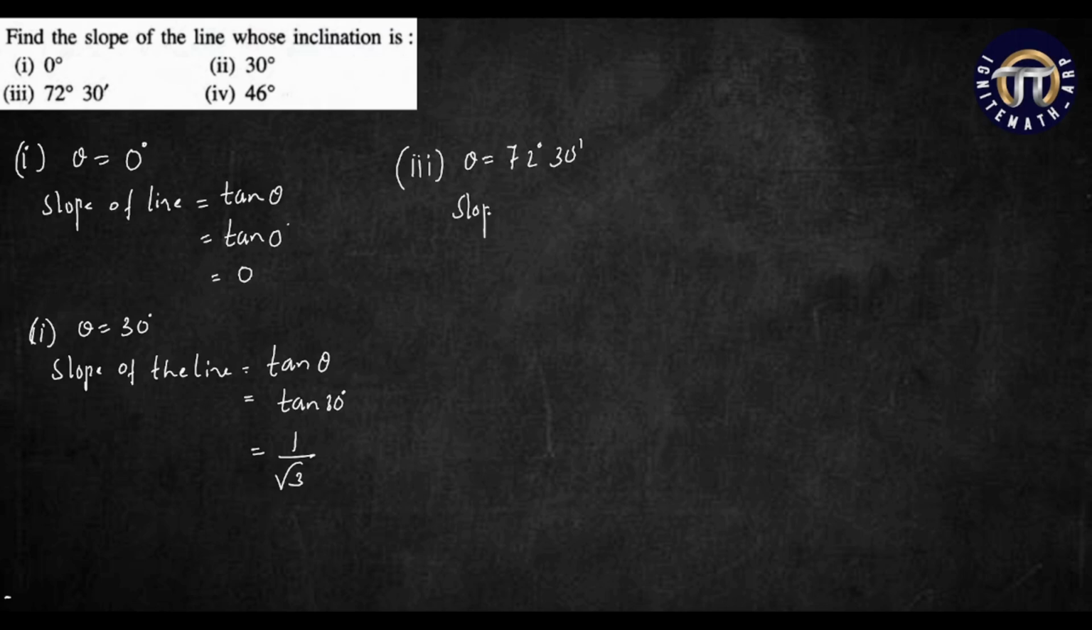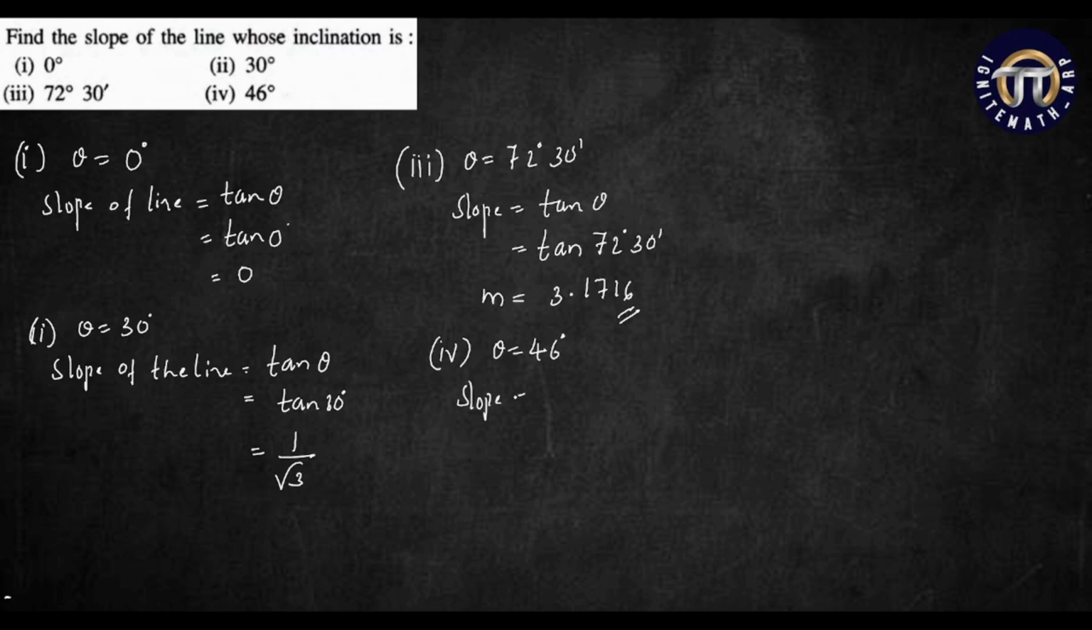Okay, slope is equal to tan of theta, that is tan of 72 degree 30 minutes. If you observe the table carefully, the value of tan of 72 degree 30 minutes is given by 3.1716. So this is going to be the slope. Clear, children? So the fourth one, theta is equal to 46 degree.